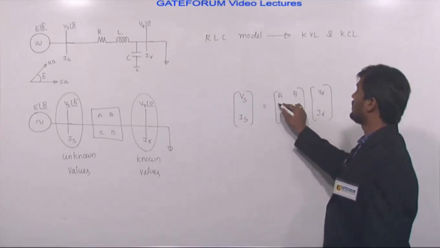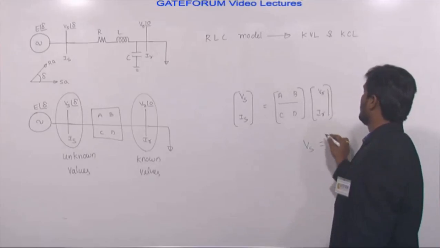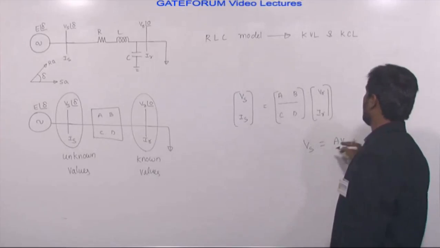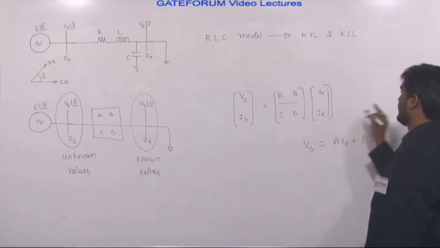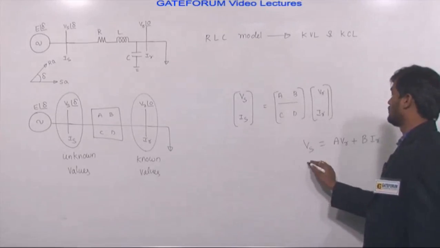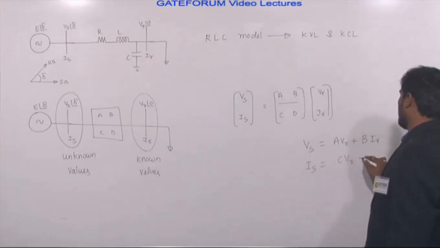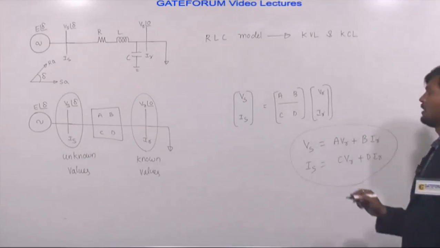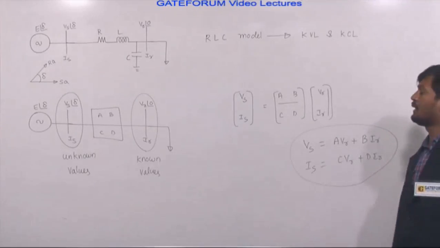Now, we know matrix operation, row wise and column wise. What is Vs? Vs equals AVR plus BIR. Next, Is equals CVR plus DIR. Already you studied these equations in network analysis, right?